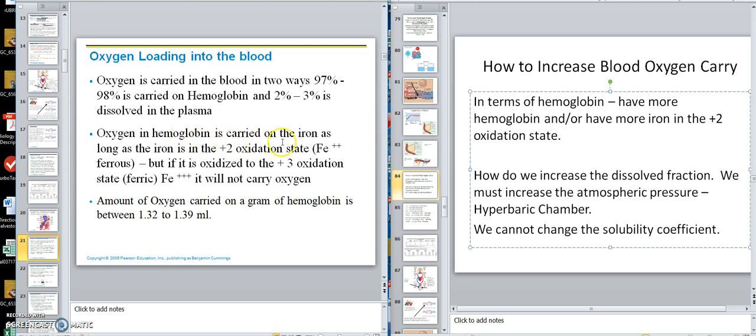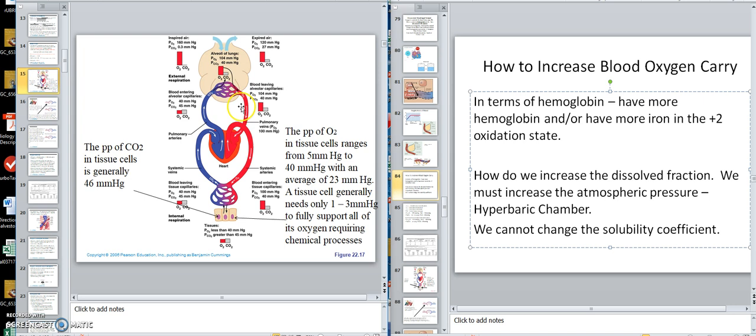Okay, it's carried on the iron in the +2 oxidation state. 1 gram can carry between 1.32 and 1.39. We said about an average of 1.34. So what we've done is we've talked about loading here, and then we really have talked about unloading using the curve. Okay, so here's how the thing would go.